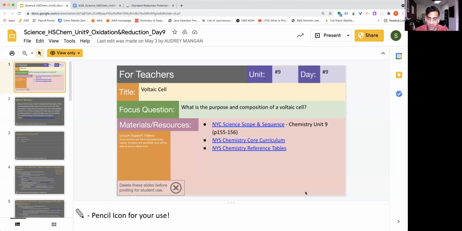Hello, chemists. It's Mr. Gopal here with another lesson from the Oxidation and Reduction Unit of Regents Chemistry. Specifically, we're here to learn the purpose and composition of the Voltaic Cell.